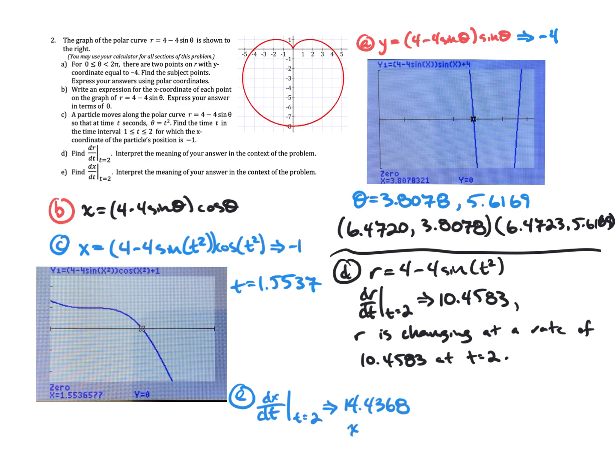x is changing at a rate of 14.4368 at time equals 2. Beautiful. All right, which way is x moving? Right. It's moving right. So if you ask that question, it's moving right. All right, so x is changing at a rate of that at time equals 2. All right.